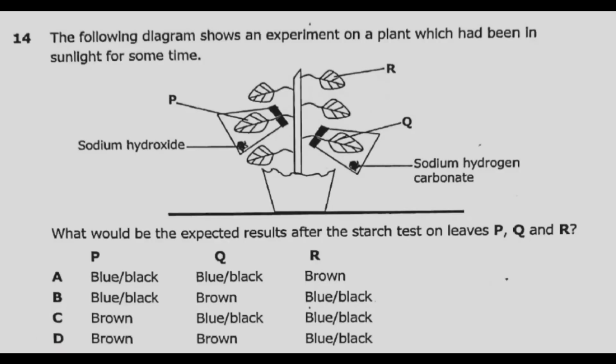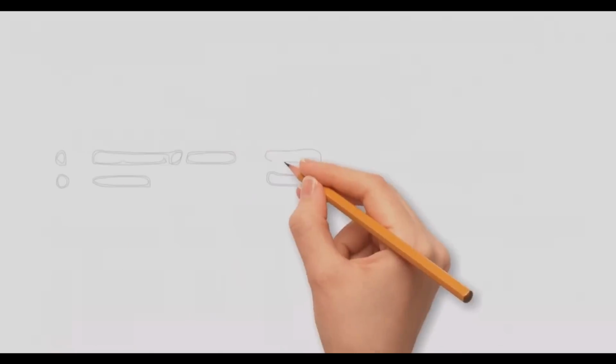So A, P will turn blue black. That is not true. So we can just read that and we know that the answer is wrong. B, the leaf P will turn blue black. Again, that P is wrong. That means the entire answer is wrong. C, P, the leaf will be brown. Yes. Q, the leaf will be blue black. Yes. And R, it will be blue black. So the correct answer is C. And D is wrong because it's saying that the leaf Q will be brown. So the correct answer is C.